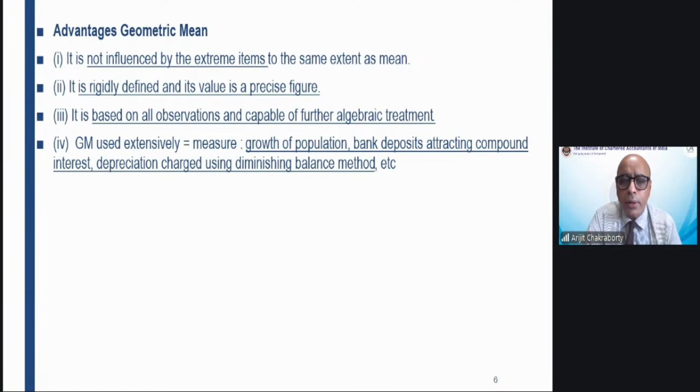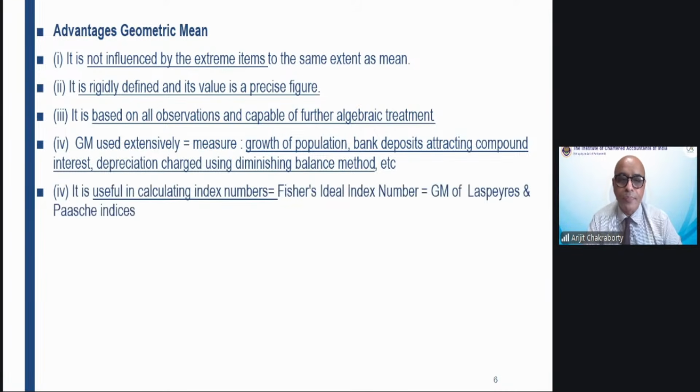Already in your accounts, you are doing problems on depreciation, capitalization, fixed asset, property, plant and equipment, as we call them. And you are all aware about the methods of depreciation, straight line method and written down value, the process of diminishing balance method, and so on. Now, in case of depreciation calculation using diminishing balance method, geometric mean is found to be the most precise and the most appropriate measure of central tendency when we want to find out the average rate of depreciation.